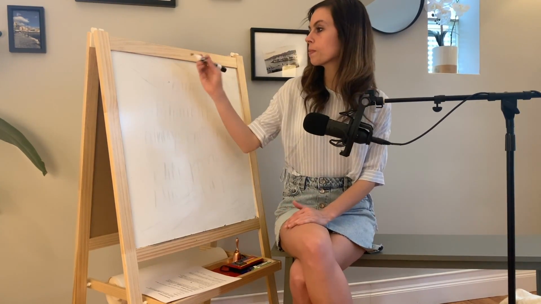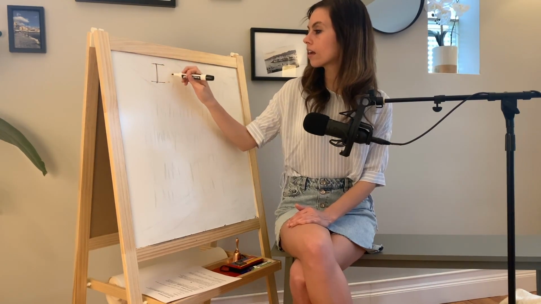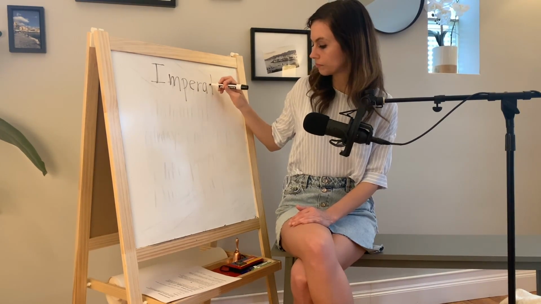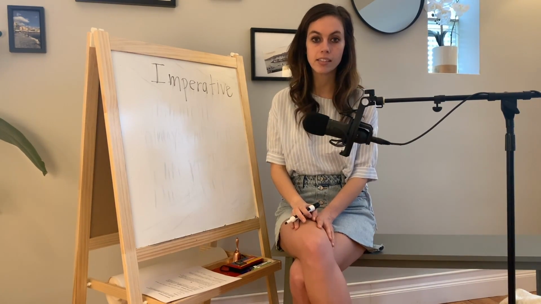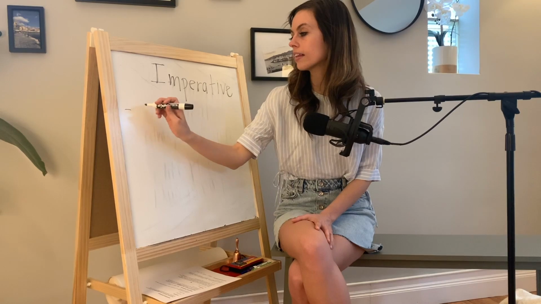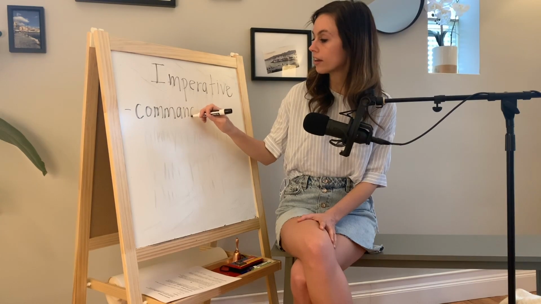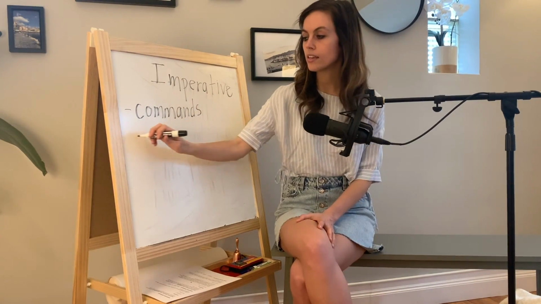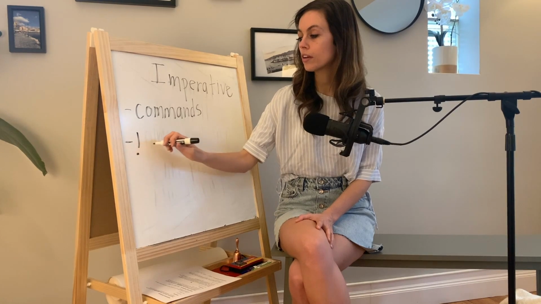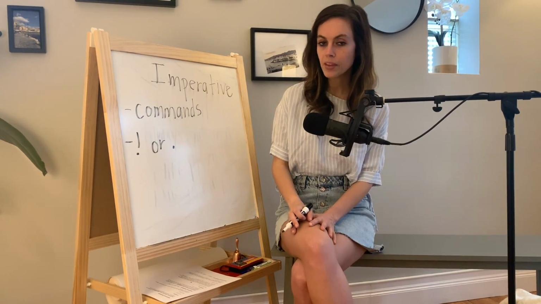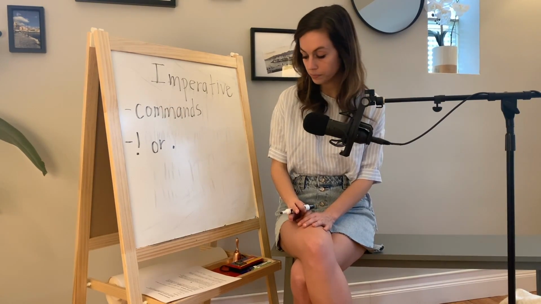Okay, the next type that we're going to talk about is imperative. And imperative sentences are thought of as commands. So you're telling someone to do something. And imperative sentences can end in an exclamation mark or a period. So either one of those are okay, as long as it is some type of command.